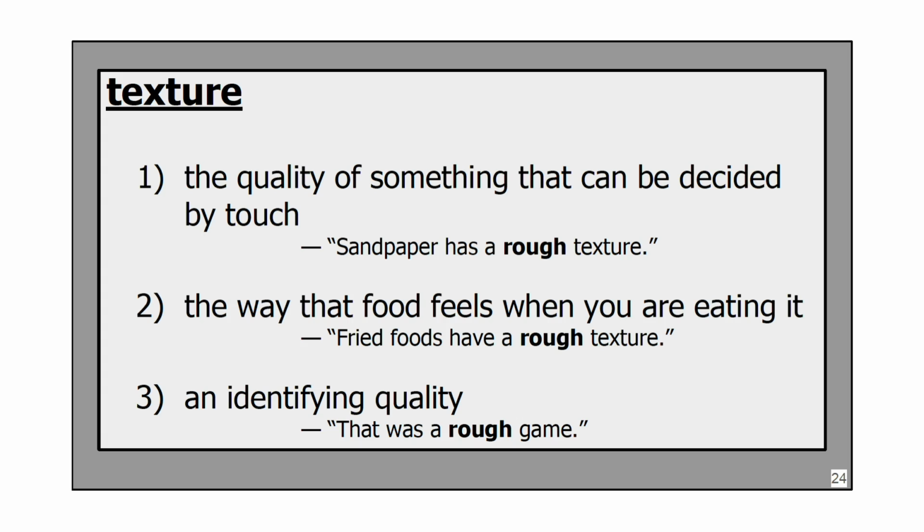Our second definition of texture is this. Texture is the way that food feels when you are eating it. An example of this definition used in a sentence is, fried foods have a rough texture. Our third definition of texture is this. Texture is an identifying quality. An example of this definition used in a sentence is, that was a rough game.